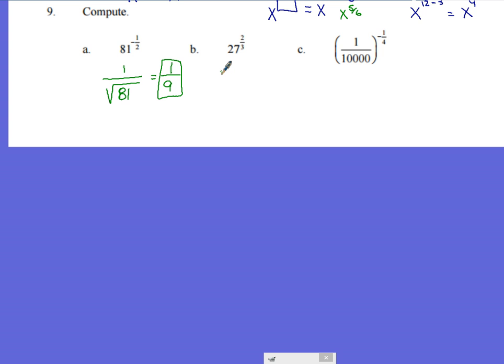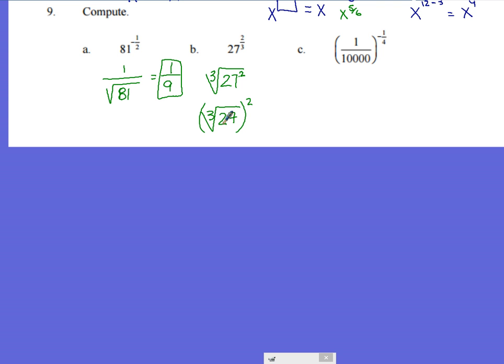Here I want to rewrite it, and like we said earlier, we could rewrite this two different ways. We could write it with the squared on the inside, or we could write it with the squared on the outside. Now, if I do not have a calculator, I don't want to be squaring 27 and getting some huge number and then finding the cube root of that. It's going to take me a long time to do that. So I would rather cube root it first, make it a smaller number.